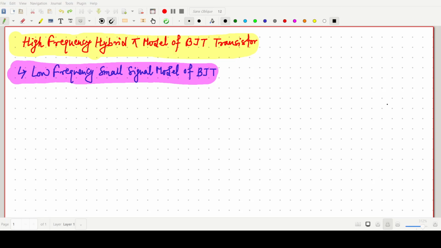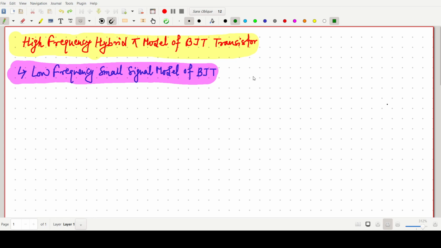Welcome everyone. In this video lecture, we will go for the high frequency hybrid pi model of BJT transistor. We will draw the hybrid pi model, the BJT transistor high frequency model. But before that, we will go for the low frequency small signal model that we are very aware of, the low frequency small signal model of a BJT.